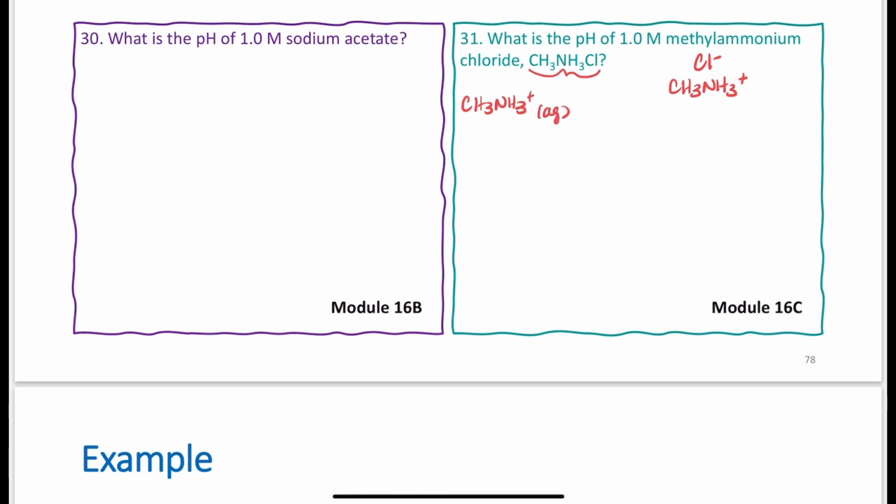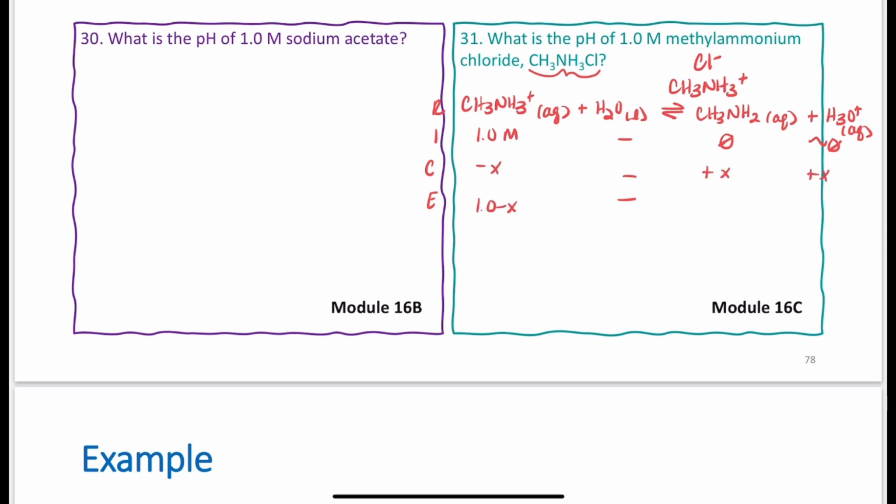CH3NH3⁺ plus water. It's acting as an acid, so it's going to donate that proton. It can't accept any more. If you drew the Lewis structure out, you would find that the nitrogen is full. It can't accept anything else. This forms methylamine and H3O⁺. Initially 1.0 molar, 0 and approximately 0. Change minus x, plus x, plus x, 1.0 minus x, and x.